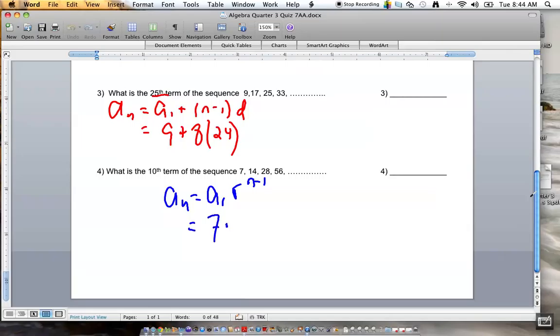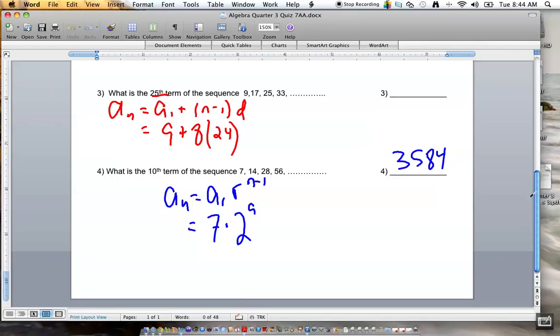7 times, what's the common ratio? 2 to the, what's the 10th term, so it will be the 9th term. So 2 to the 9th is 512, and 512 times 7 is 3584. Wait, explain that again.